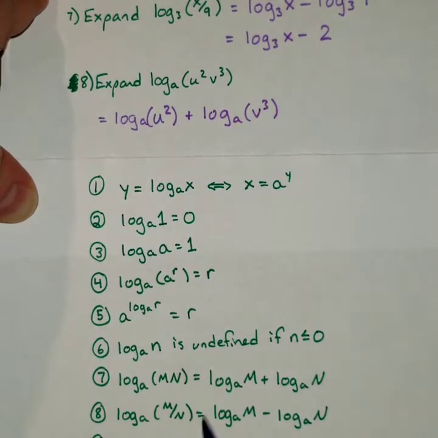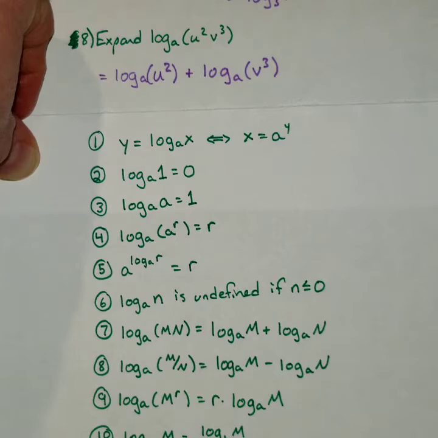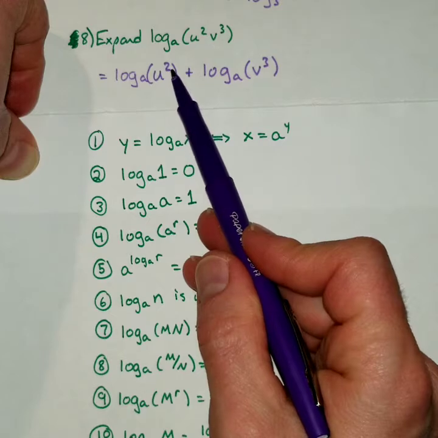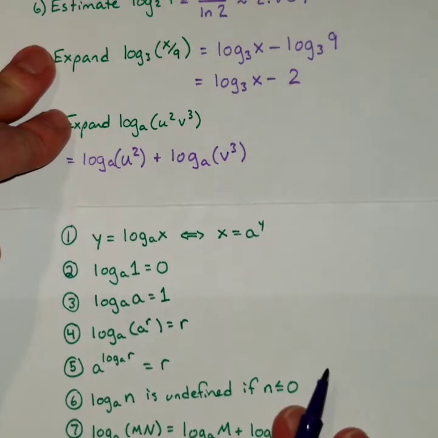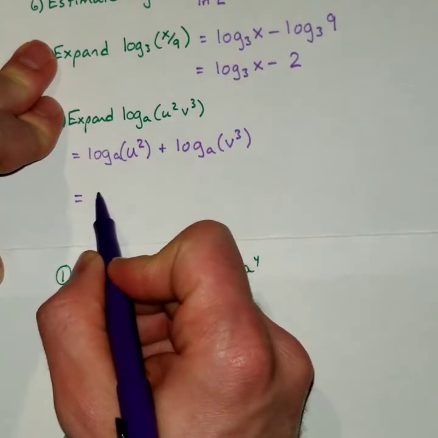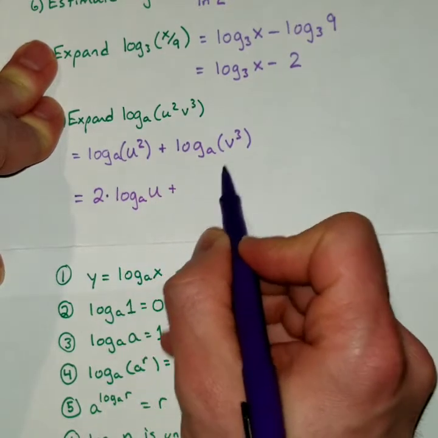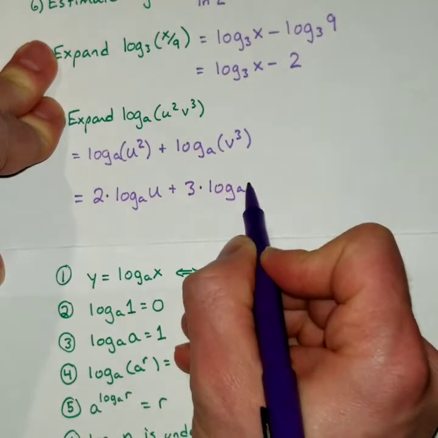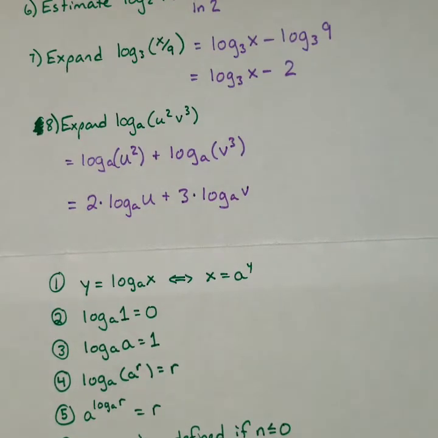Okay, now I'm going to use property number 9, right there, to simplify further and get these exponents out of the arguments. And you can see to do that I take the exponent and write it out front of the logarithm. So this will become 2 times log base a of u, and this one will become, the 3 comes out, 3 times log base a of v. Right? That would be the fully expanded form.